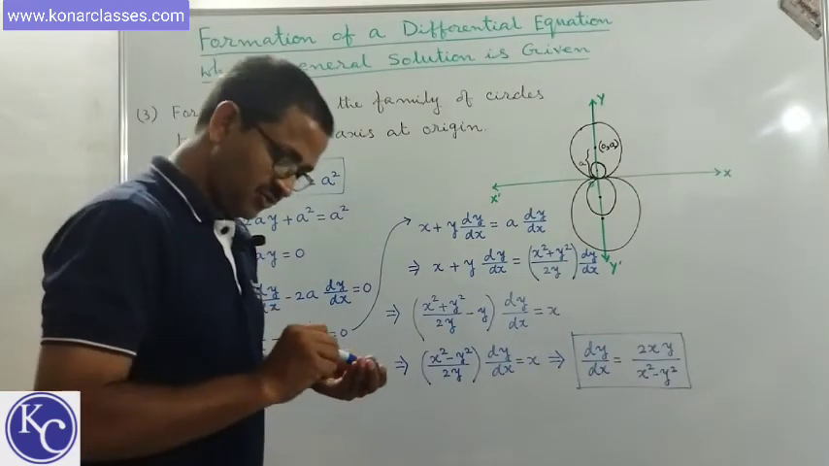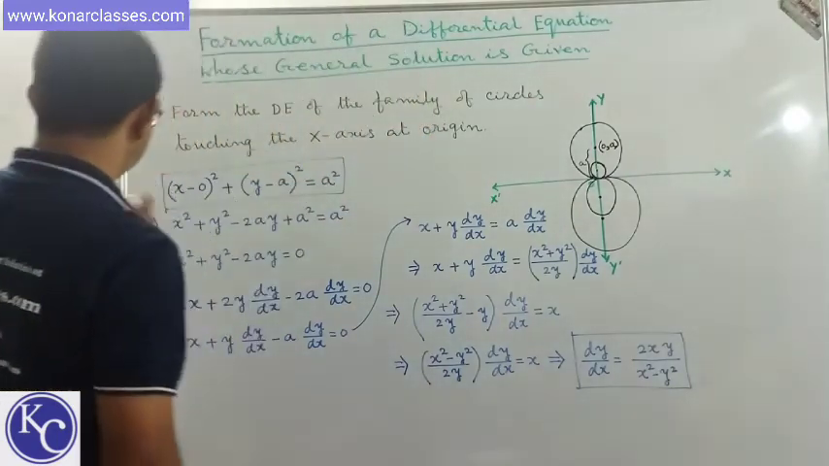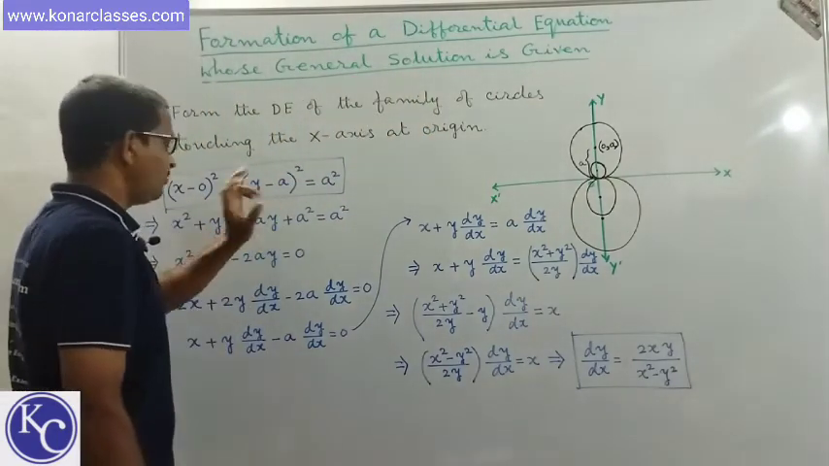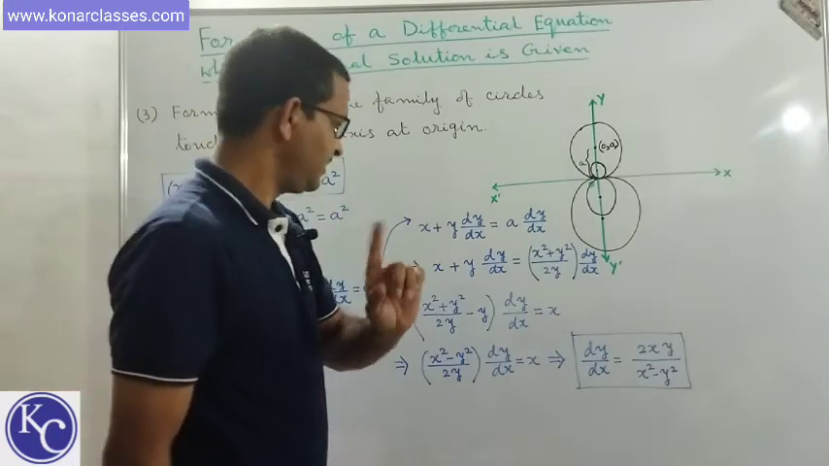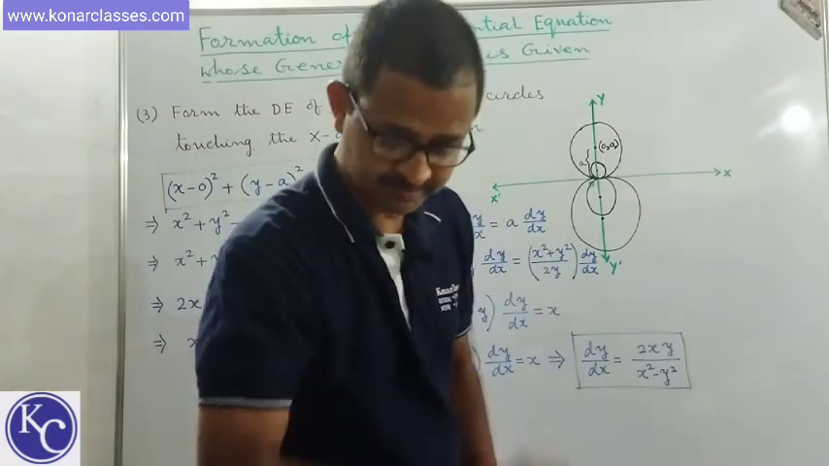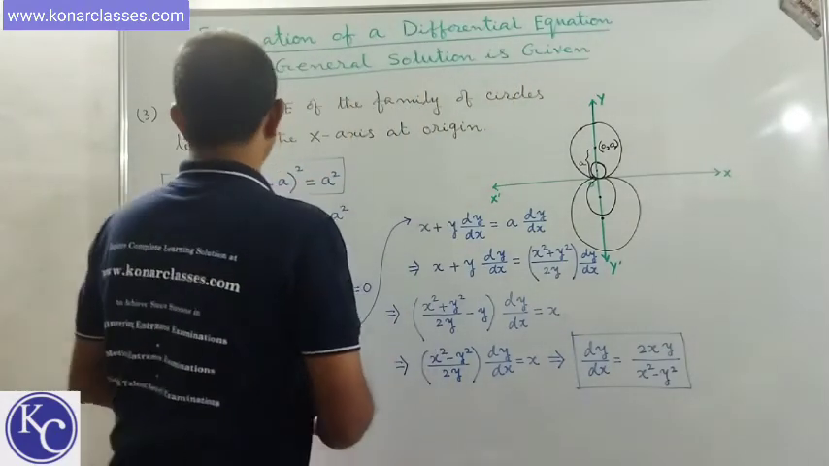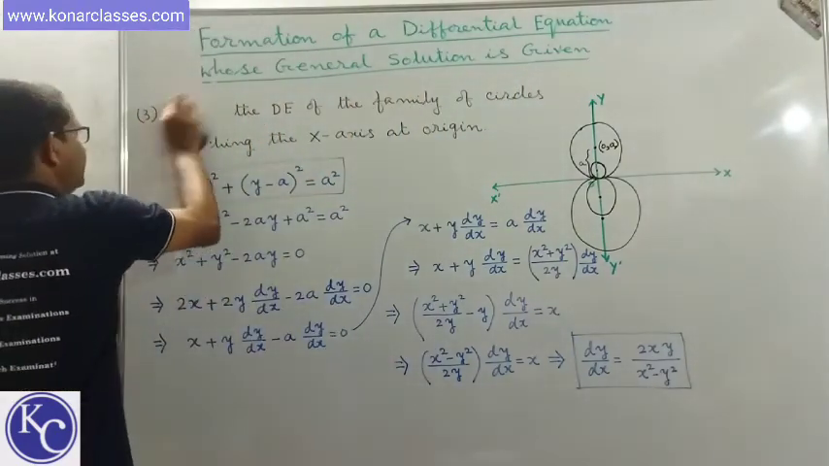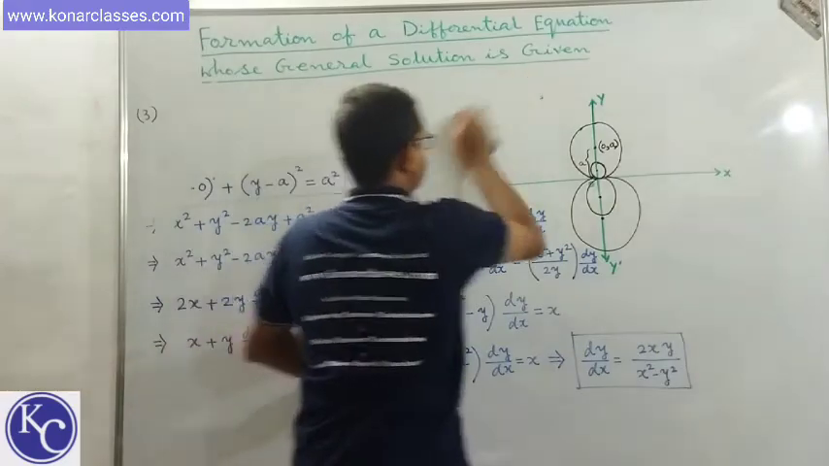Quick information, we already discussed all these things. This equation is having only one arbitrary constant. That is why the corresponding differential equation has order 1. The last question for today's session, okay, and let's solve together.